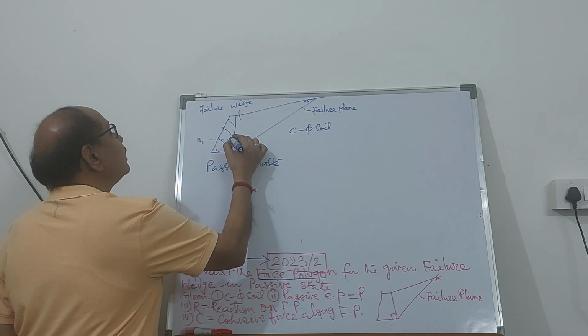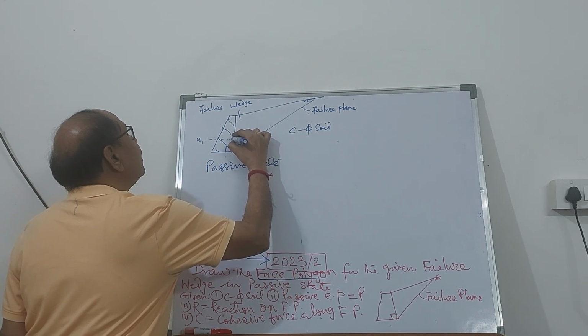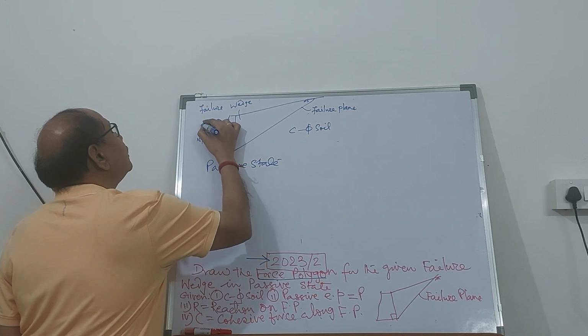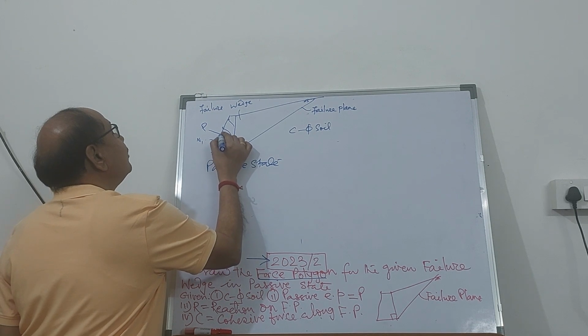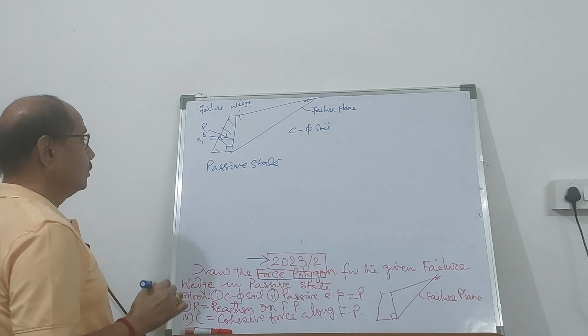And the passive earth pressure here, with the normal, will make an angle delta with the normal. You know it.